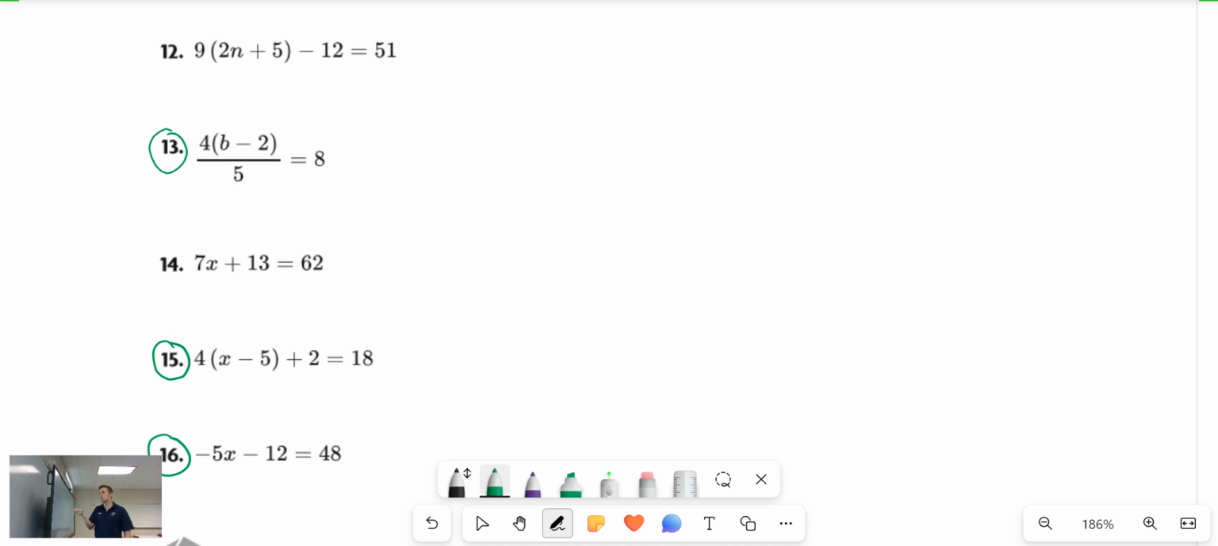But in order to solve, we have to go in reverse order. So the first thing we're going to do is multiply both sides by 5. So if we multiply both sides by 5, times 5 and times 5, we should end up with 4b minus 2 equals 40. All right, if we then divide both sides by 4, we should have b minus 2 equals, what is 40 divided by 4? It is 10.